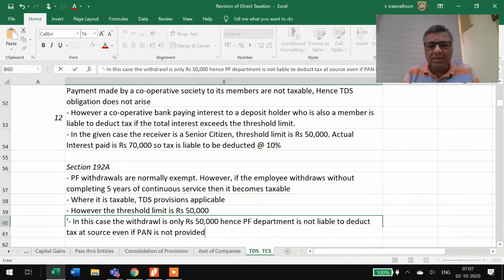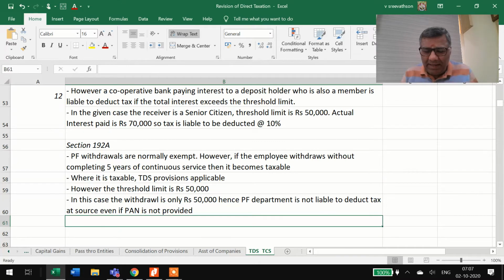In this section, one important thing to note down somewhere in the memory: PAN not provided, 30% is the tax. All other sections, 20% only. Here, PAN not provided, 30% is the deduction.